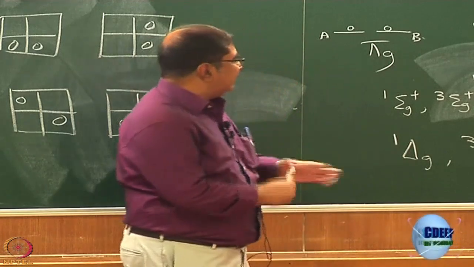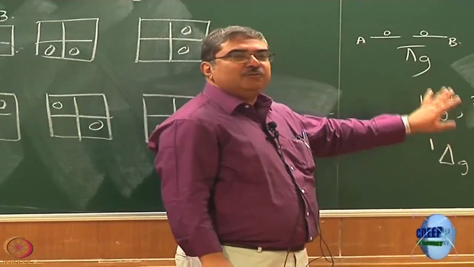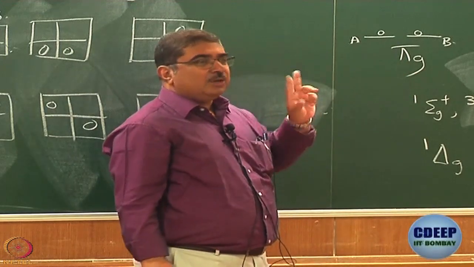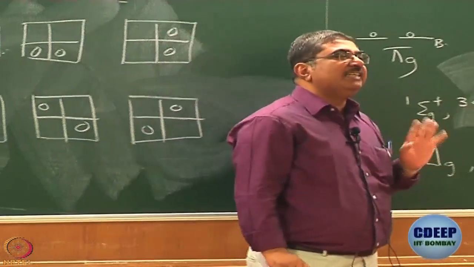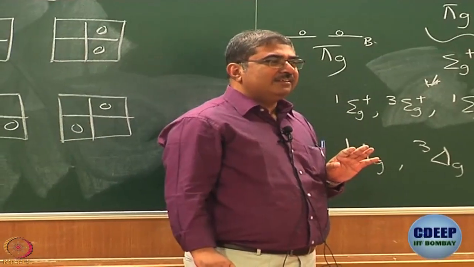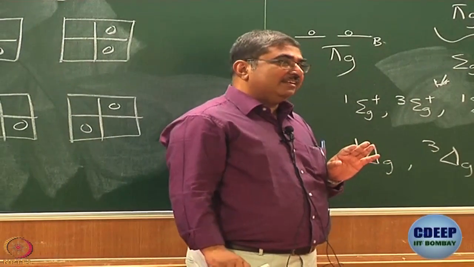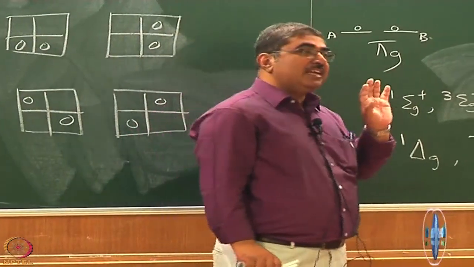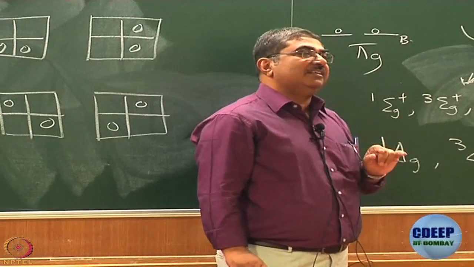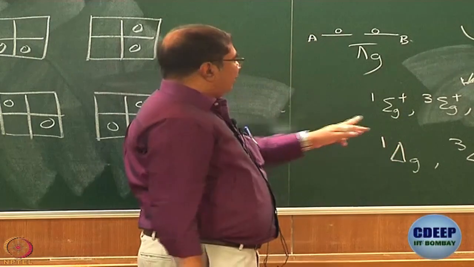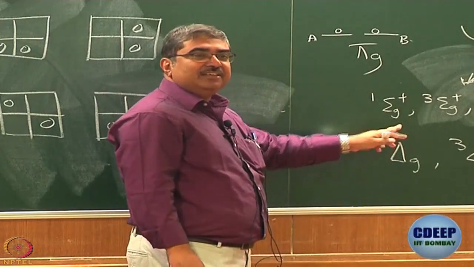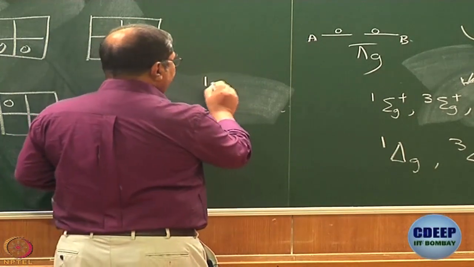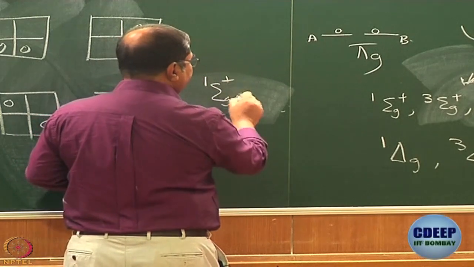Now, what I am saying is this, sigma G plus, I hope we all agree, is totally symmetric. So, the spin part must be antisymmetric. So, between singlet and triplet, which one is antisymmetric? Singlet. It's alpha beta minus beta alpha, right? Triplet is alpha alpha, beta beta, alpha beta plus beta alpha. Triplet is symmetric. So, only singlet sigma G plus will survive, triplet sigma G plus will not be there. So, I will just write singlet sigma G plus will be there.